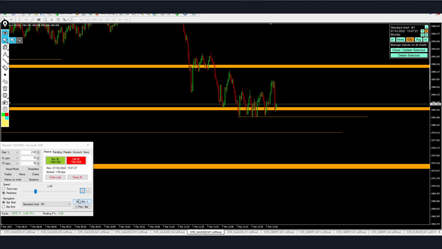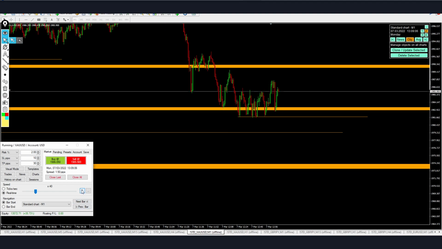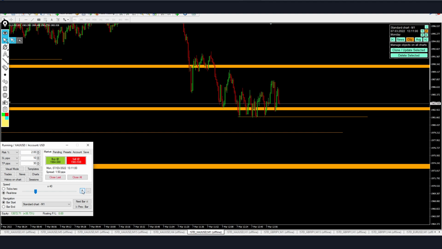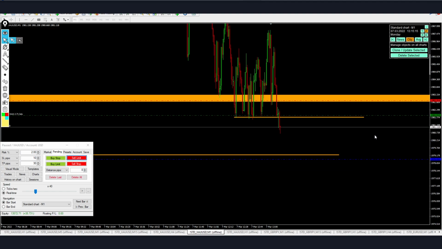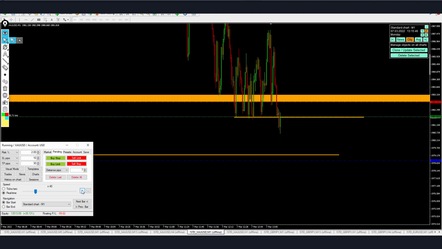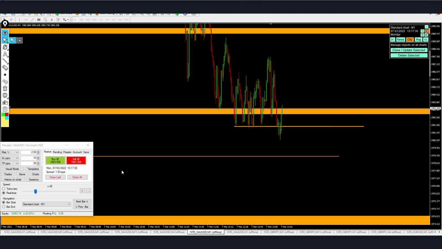Let's see if we can manage to break below. Okay, so we can place a sell limit, not that far. Yeah, something like that, along those lines. Okay, let's see. Okay, we got stopped out. Spike in volatility. That's okay.